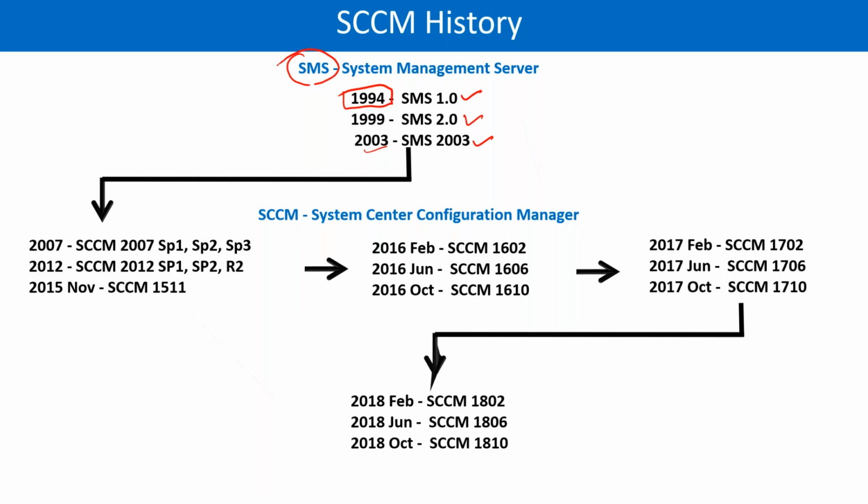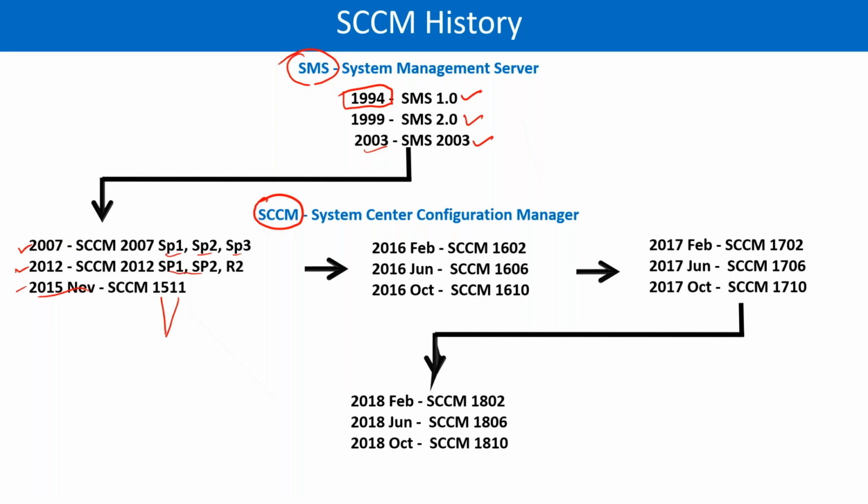But they changed the name in the year 2007, and they chose this name, SCCM, System Center Configuration Manager. So they released SCCM 2007, then SCCM 2012 in the year 2012. Previously they were using SP1, SP2 naming conventions. They dropped those, and now they are going with year and month. So year 2015 and month November. So every year they are releasing 3 versions of SCCM.